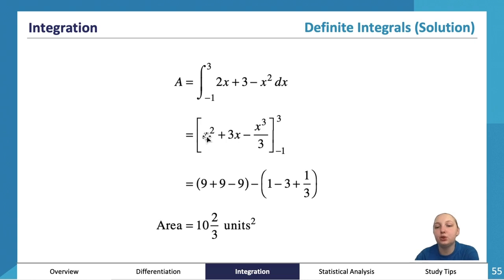So we do 2x squared on 2, which gives us just x squared, plus the 3x on 1, which is just 3x, minus x cubed on 3, which we can't simplify, between 3 and -1. From here, we then substitute 3 into each of these x values, and we'd get 9 plus 9 minus 9. Subtract what we get when we put -1 in. So if we put -1 in, we get 1 minus 3 plus 1 on 3. Pop that in your calculator, and you'll get the area is equal to 10 and 2 on 3 units squared.